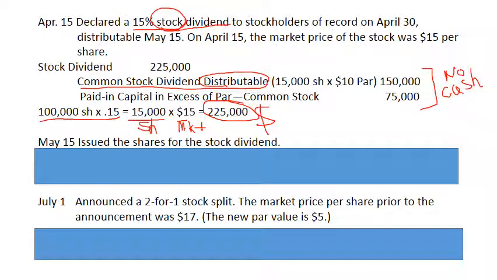So there is a stock dividend distributable. There's 15,000 shares, and we record the common stock at par value. So the 15,000 shares at par value are 150,000, and the balance of the 225,000 goes into paid in capital in excess of par. So this has to balance to the 225,000 that we've got as the value of the stock dividend.